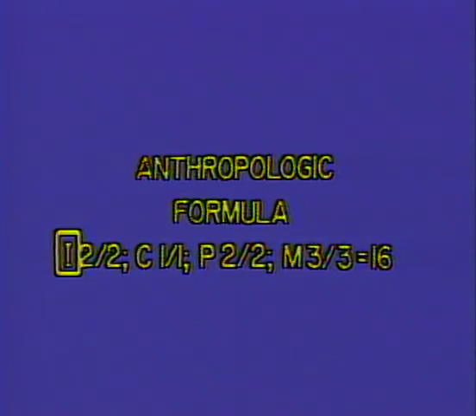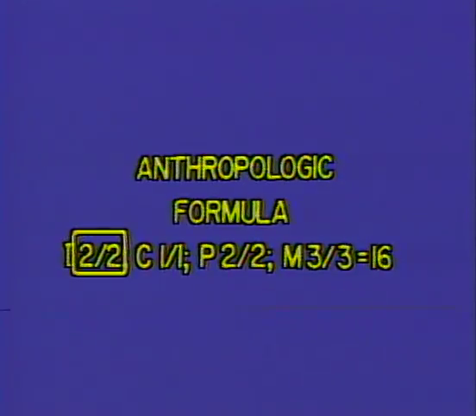I represents incisors. 2/2 indicates that there are 2 incisors in each of the maxillary and mandibular quadrants. C represents canine, and the 1/1 indicates there is 1 canine in each of the maxillary and mandibular quadrants. P represents premolars, and the 2/2 indicates that there are 2 premolars in each of the maxillary and mandibular quadrants.